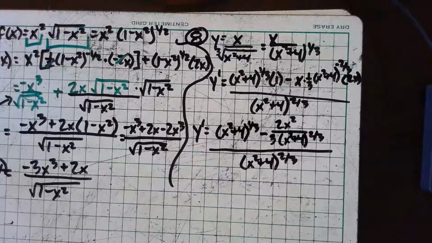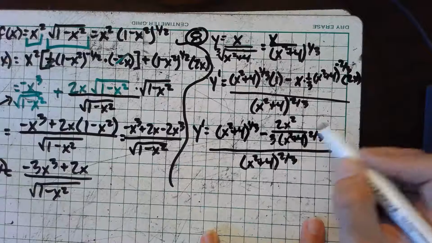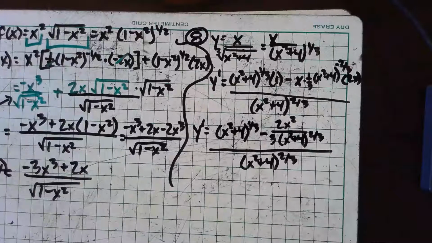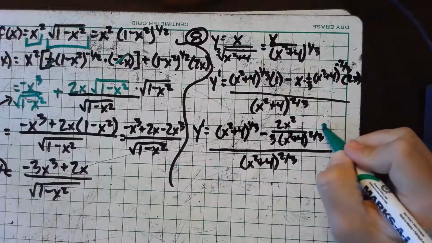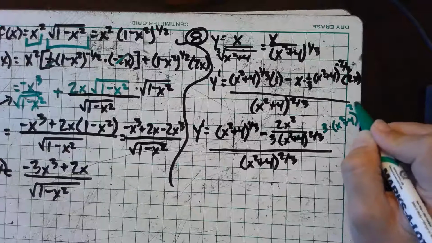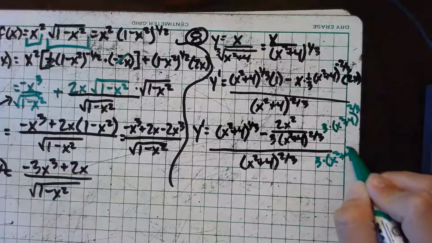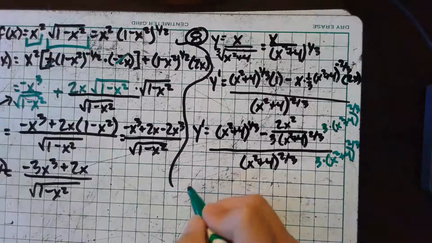Now, that's kind of ugly. All right, think about it. If I want to get this out of the denominator, I need to multiply it by 3 times x squared plus 4 to the 2/3, top and bottom. All right, so here we go.